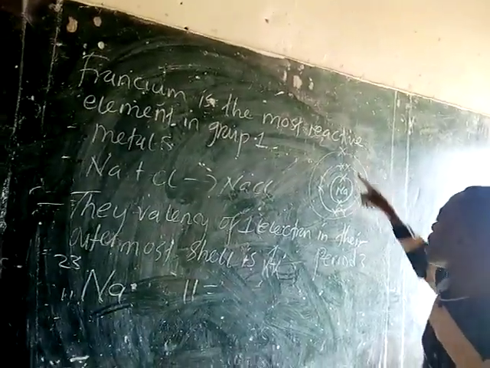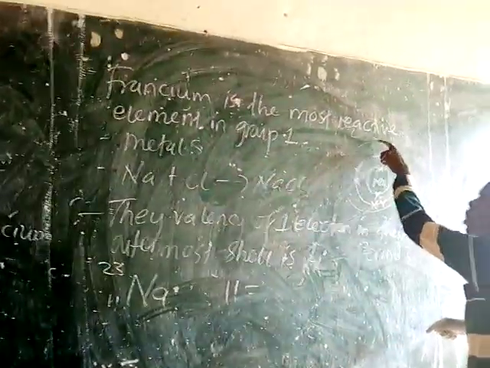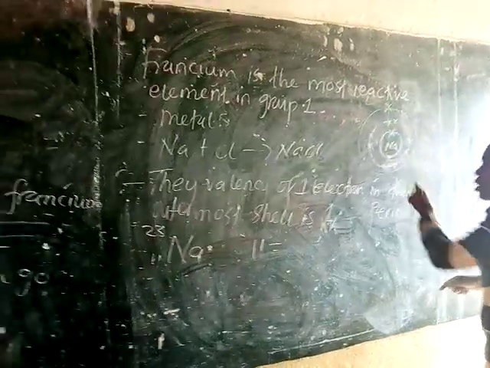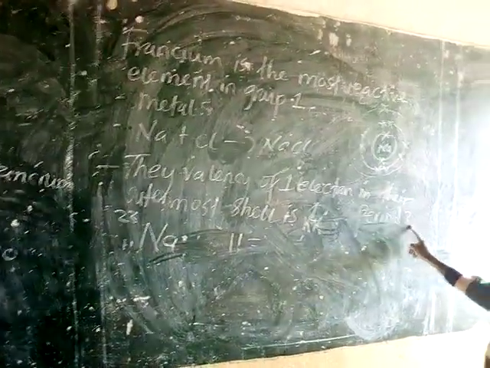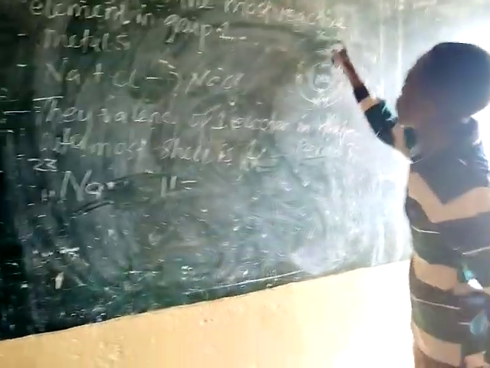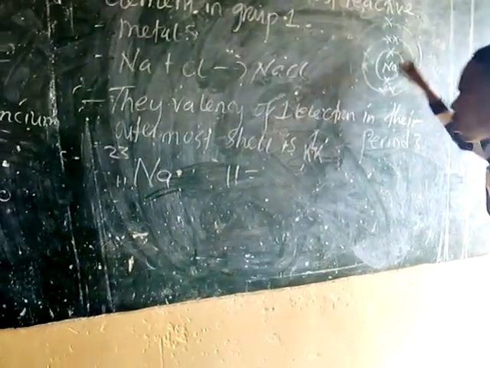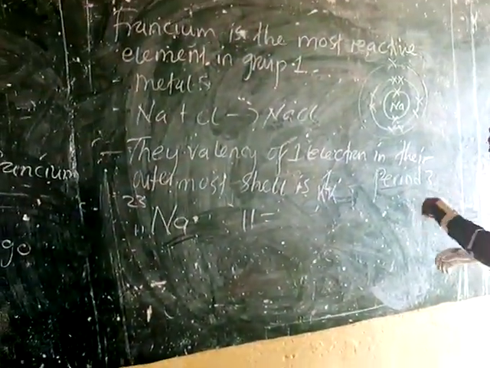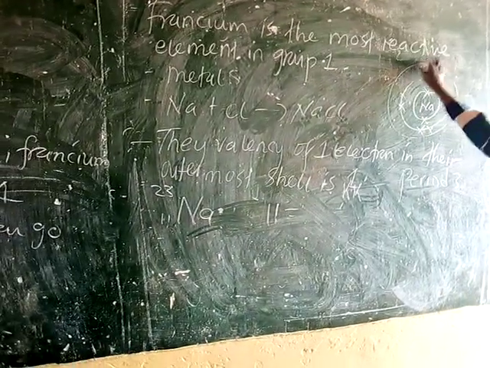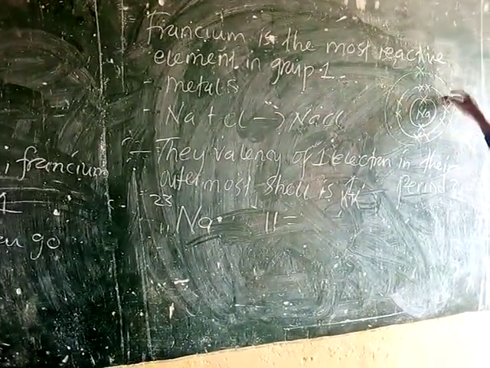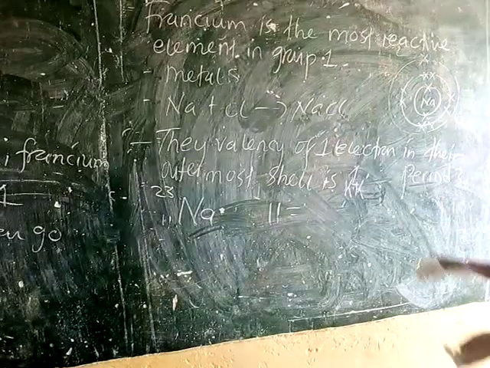Why does it belong to group 1? It has 1 electron in the outermost shell. Why does it lie in period 3? Because it has 3 shells: 1, 2, 3. So the number of shells determines the period, but the number of electrons in the outermost shell determines the group to which that element belongs.